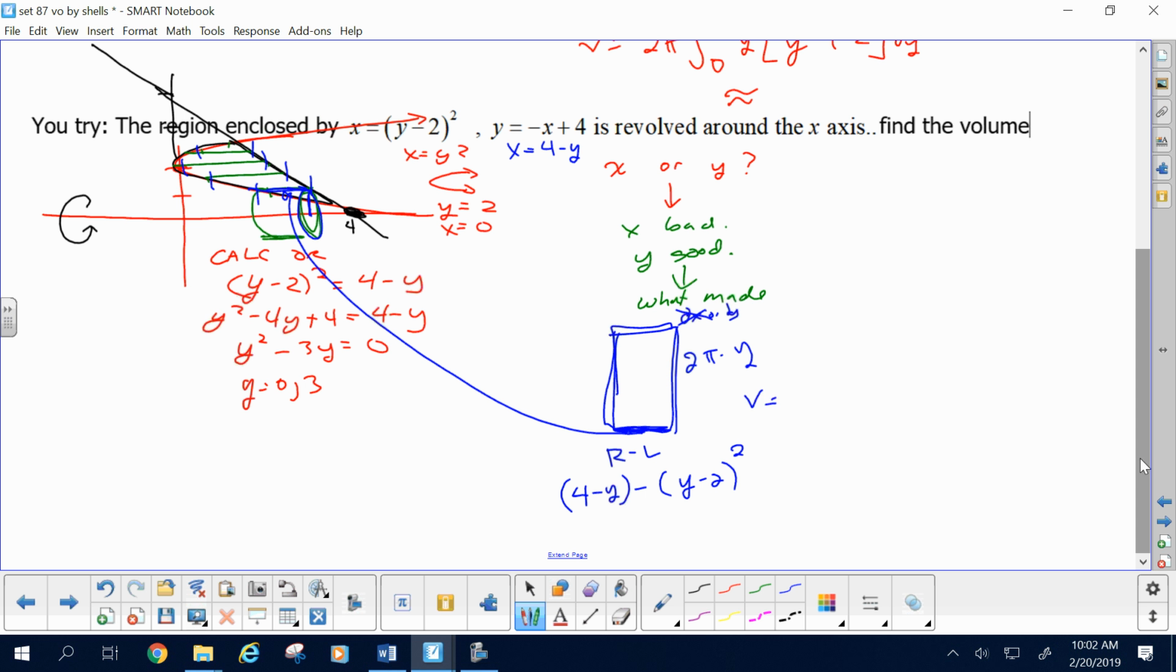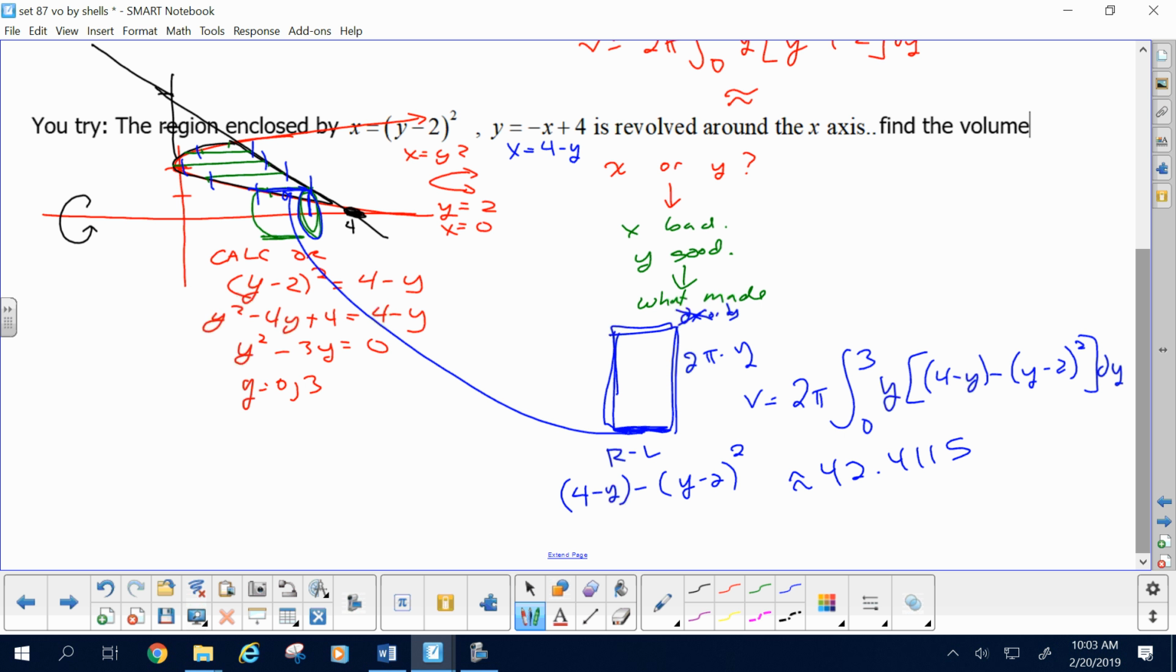So the volume should be something like 2 pi y times a big old set of parentheses, 4 minus y minus 2 squared, dy from 0 to 3. And I did that, I got 42.4115. And I believe I did that correctly. Okay?